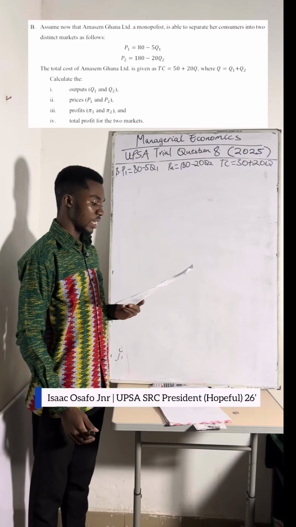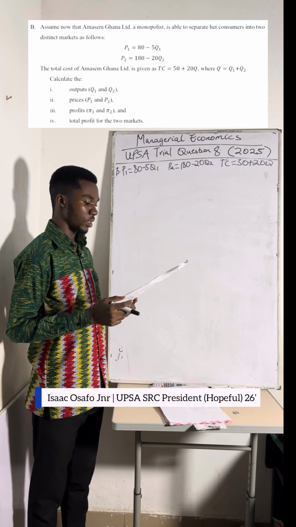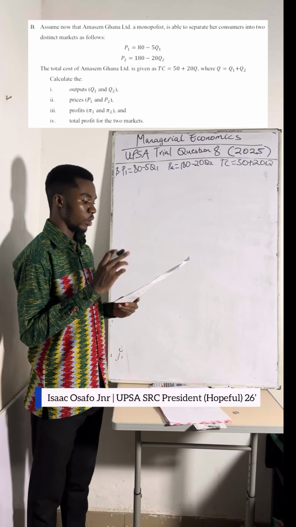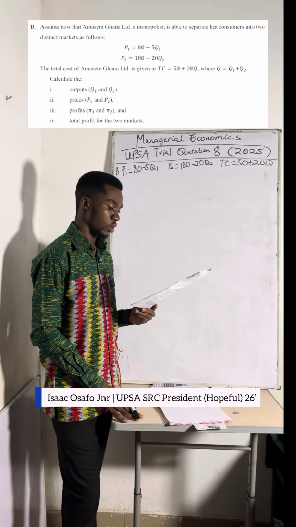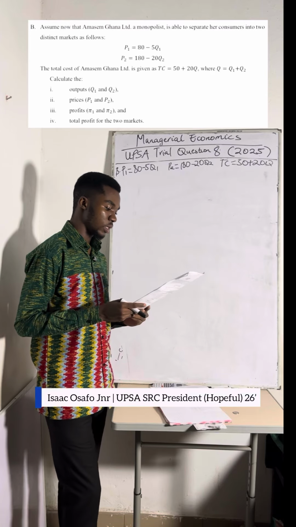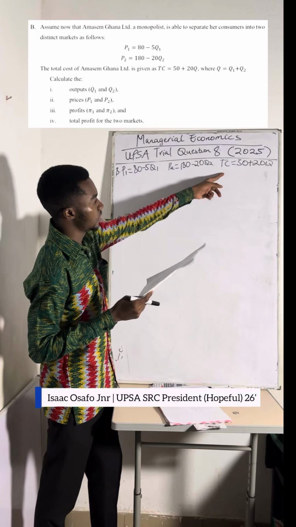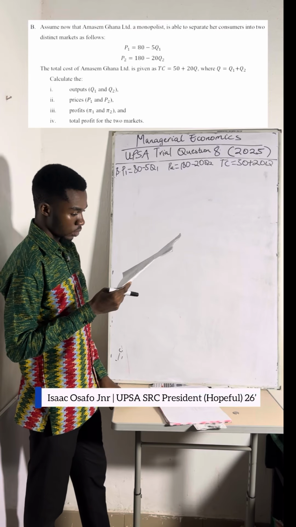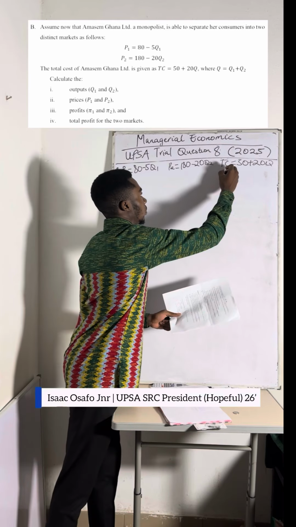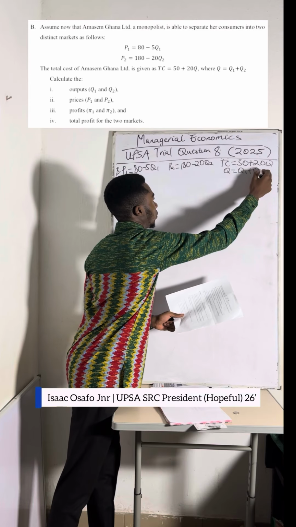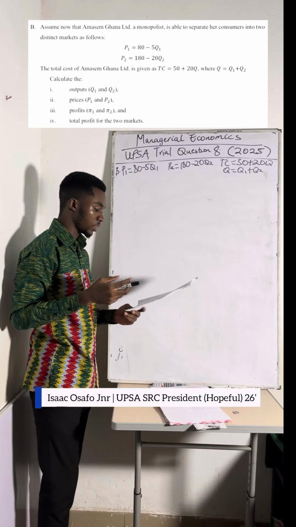So the B part says that assume now that Amasim Ghana Limited, a monopolist, is able to separate her consumers into two distinct markets as follows, where P1, so the first price, P1 is equal to 80 minus 5 KO1, then P2 is equal to 180 minus 20 KO2. So this is P1, this is P2. Then the total cost of Amasim Ghana Limited is given as TC is equal to 50 plus 20 KO, where KO is equal to KO1 plus KO2. So let me just add that. So KO is equal to KO1 plus KO2. All right. So now calculate the I outputs, the prices, the profit, and the total profit.